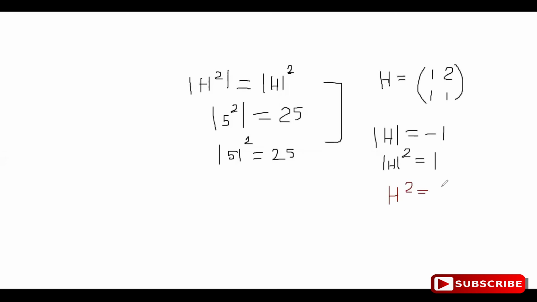Now if this is H, you can work out your matrix H squared. Your matrix H squared is going to be H times H, which is 1, 2, 1, 1 multiplied by 1, 2, 1, 1. You work those out row by column: 1 plus 2 is 3. Row by column, 2 plus 2 is 4. Row by column, 1 plus 1 is 2. Row by column, 2 plus 1 is 3. I don't know if that is right. Correct me.